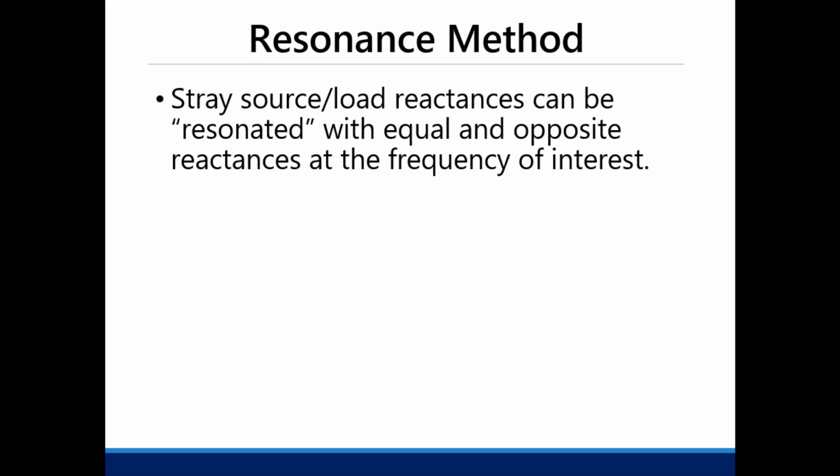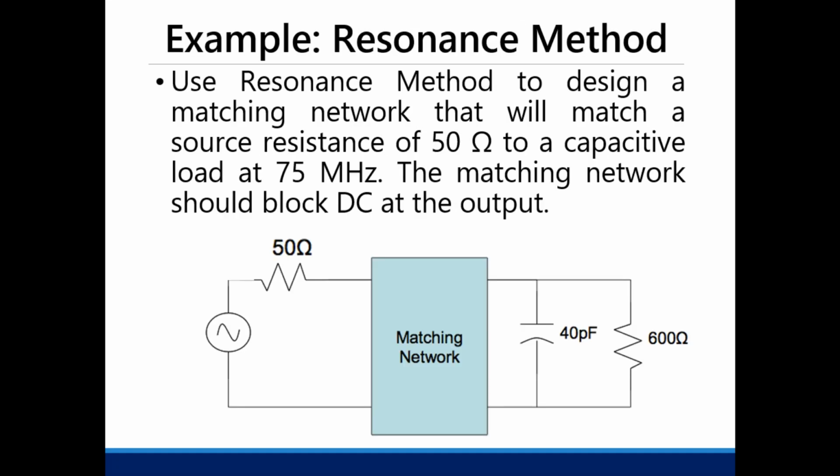The first step here is to resonate the stray capacitance or inductance first before you create your matching network. So for example, let's say you have a stray capacitance with your resistor. Your 40 picofarad capacitance here is a stray capacitance. We want to match this load to 50 ohms at 75 megahertz, and this should block DC at the output. Therefore, your matching network will have a capacitor in series and an inductor in parallel right here.